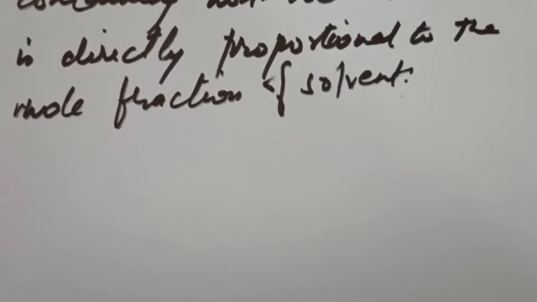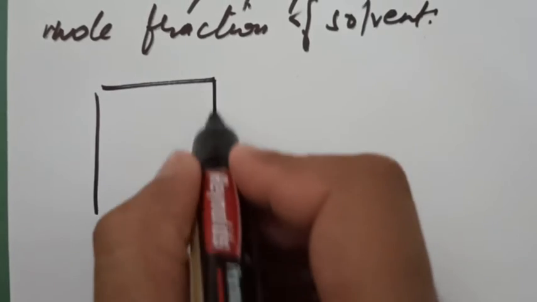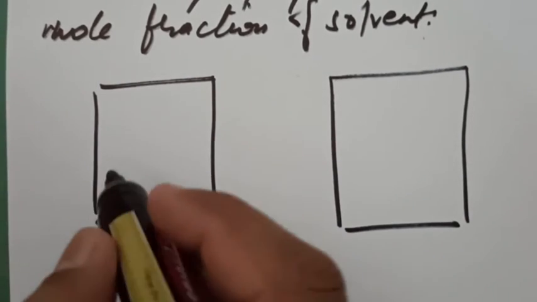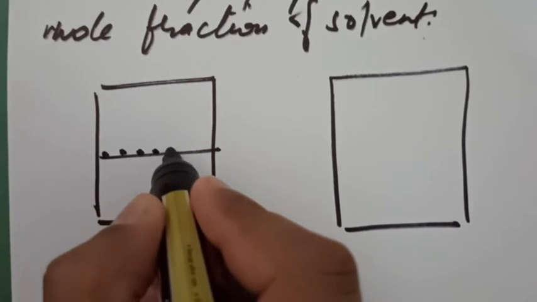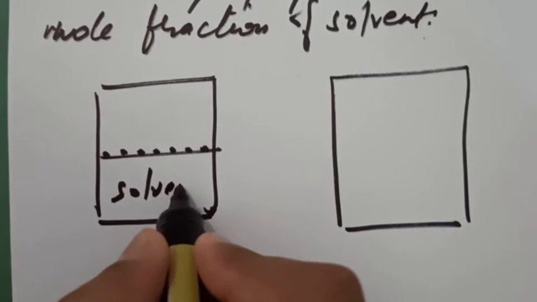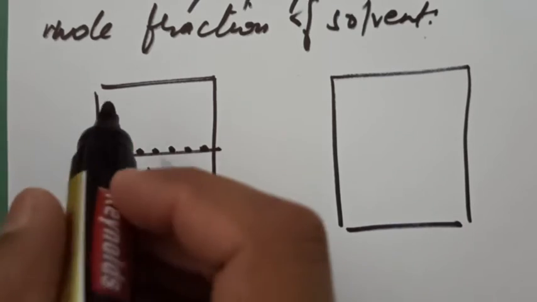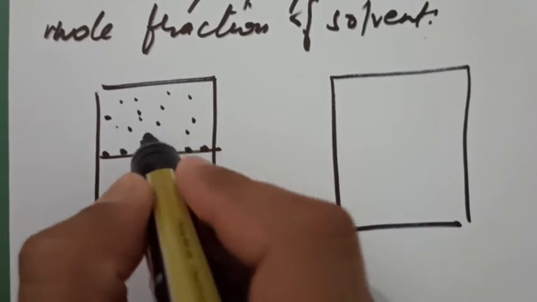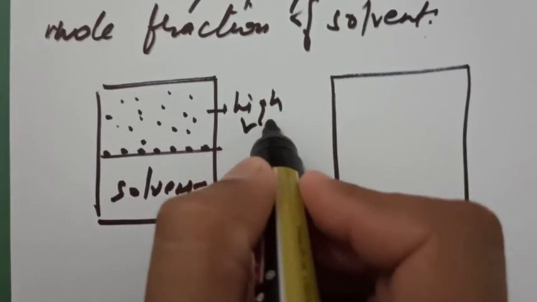Why? Suppose now I'll again make some diagram to better understand this topic. Suppose we have a closed container in which water or a liquid is kept. Here all the molecules on the surface are of solvent only. Suppose this is solvent. All the molecules will be of solvent. If it evaporates, all the molecules will evaporate, so the maximum molecules in the vapor will all be of solvent. So obviously the vapor pressure will be high.